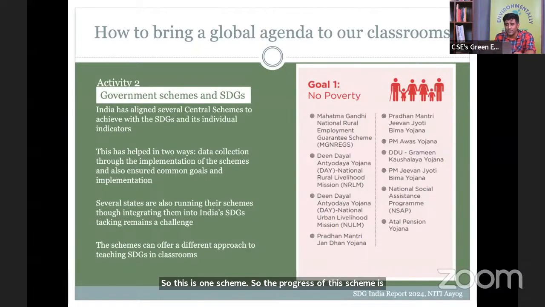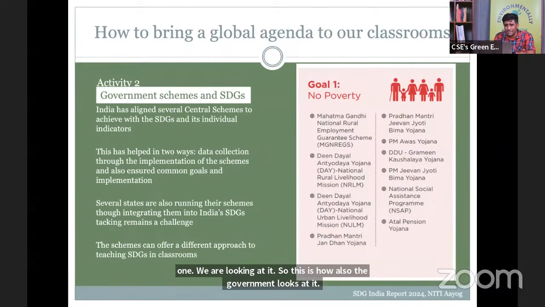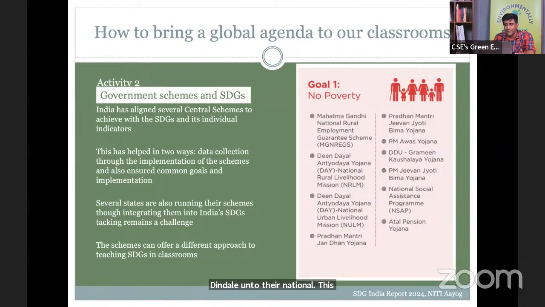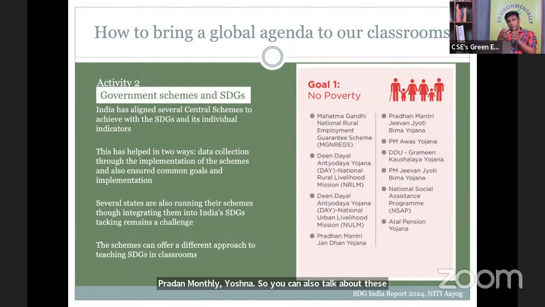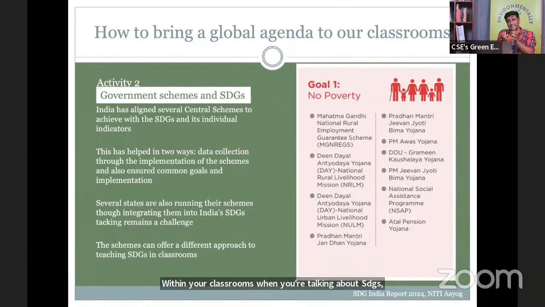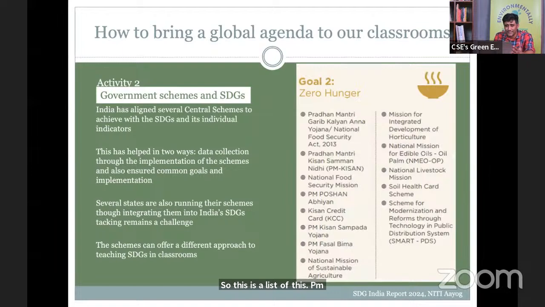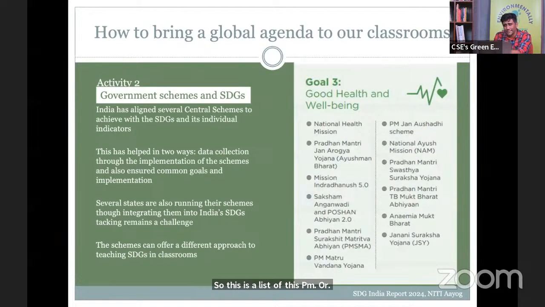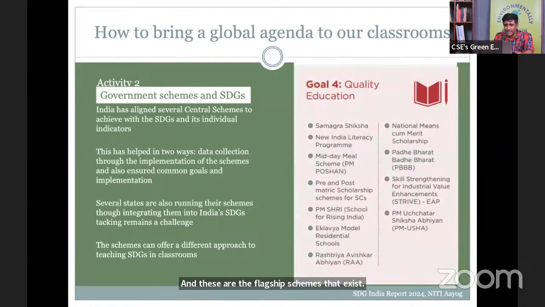Deen Dayal Antyodaya, or the National Rural Livelihood Mission, is another. National Urban Livelihood Mission is another. Pradhan Mantri Jan Dhan Yojana. So you can also talk about these schemes within your classrooms when you're talking about SDGs, and you can look at which are the schemes India is making progress in. So this is a list of this, PM Awas Yojana and all. And these are the flagship schemes that exist. Similarly, we have it for all the SDGs that exist. So you can go through them at your leisure, and you can also discuss them as well.